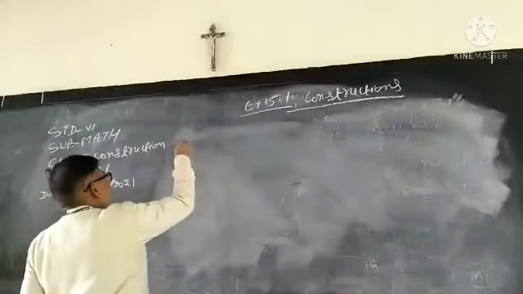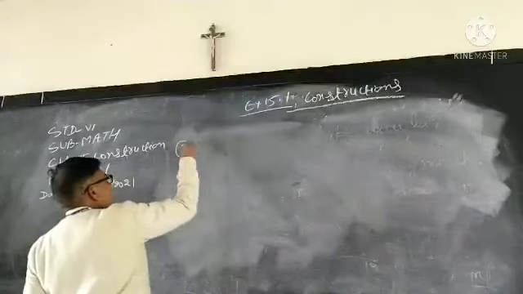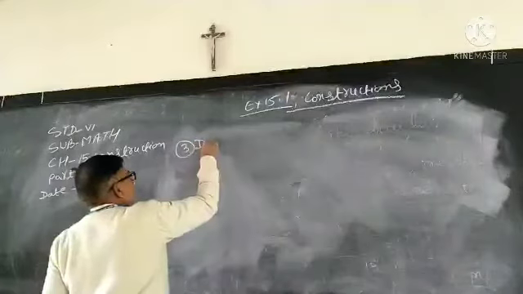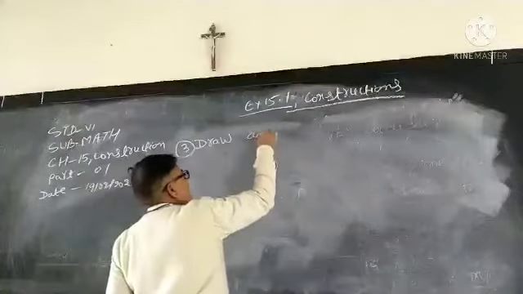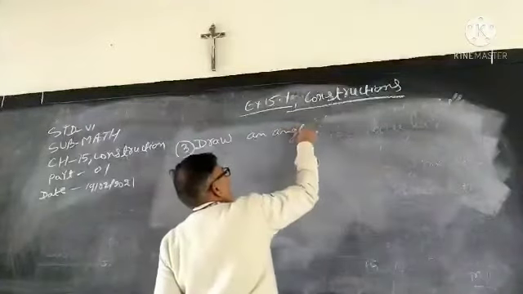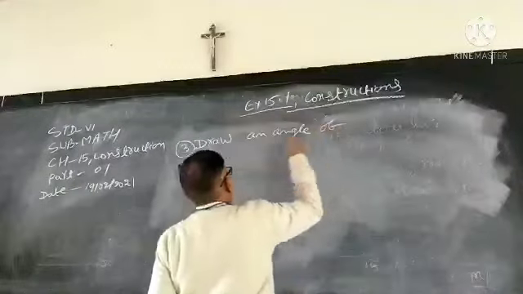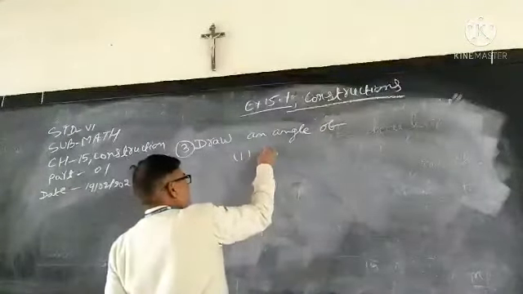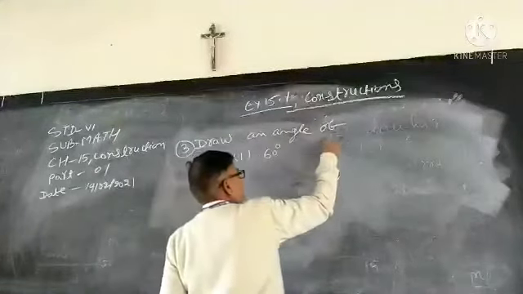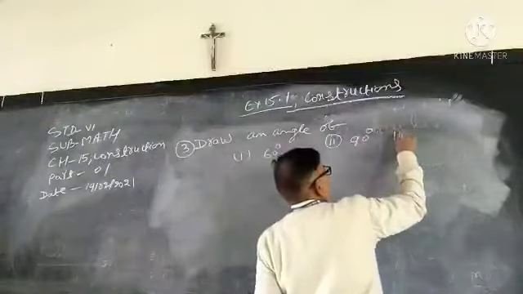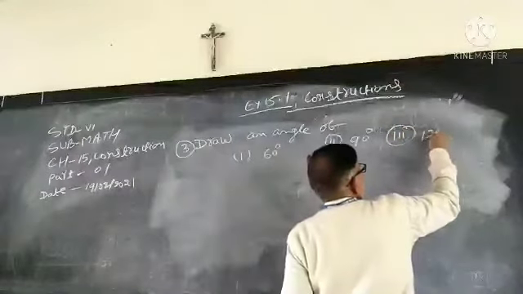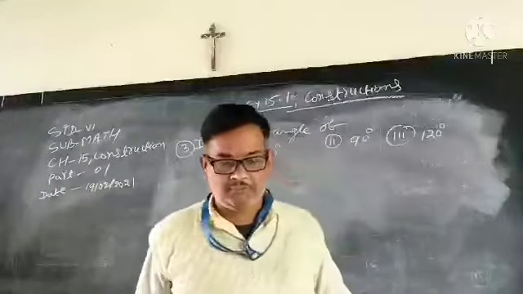Draw. Third type of question. Draw an angle of first 60 degree, second 90 degree, third 120. See this one. How can you draw?